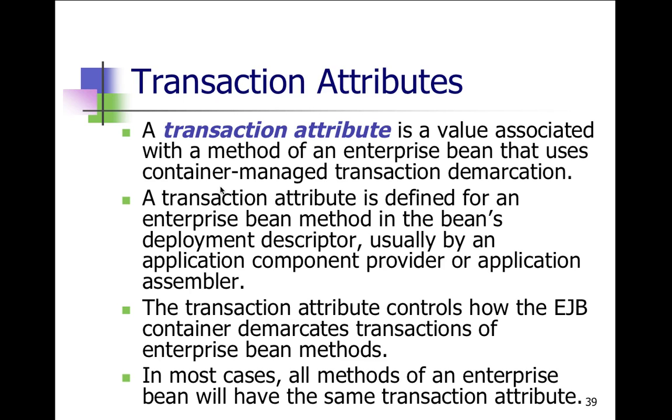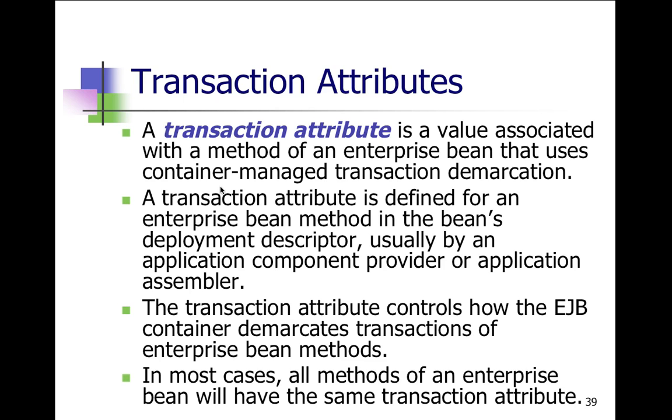It's usually defined by an application component provider or an application assembler. And the transaction attribute controls how the enterprise Java bean container demarcates transactions of the enterprise bean methods. So depending on the method, behavior is all being controlled, or hopefully being tracked, by the attributes, I should say.